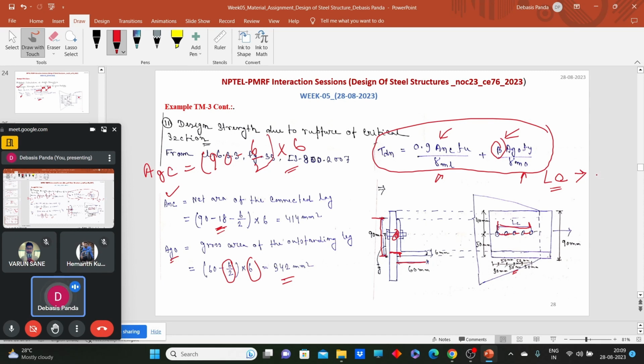Quickly tell me, what should be the value of LC for this connection? The pitch distance is 50, and we have 1, 2, 3, 4 pitches. What should be the value of LC? Quickly. Hello?